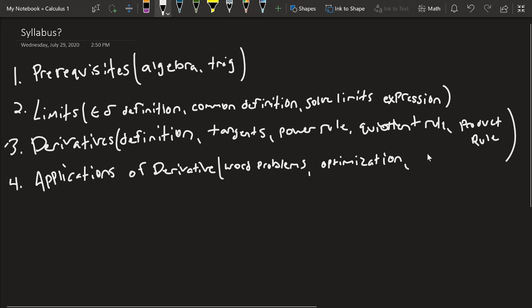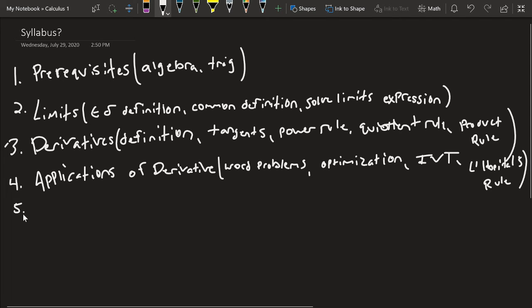We'll also bring up applications through, say, the intermediate value theorem, and we'll also touch a little bit on L'Hopital's rule, which will allow us to evaluate some limits at some very unfavorable points.